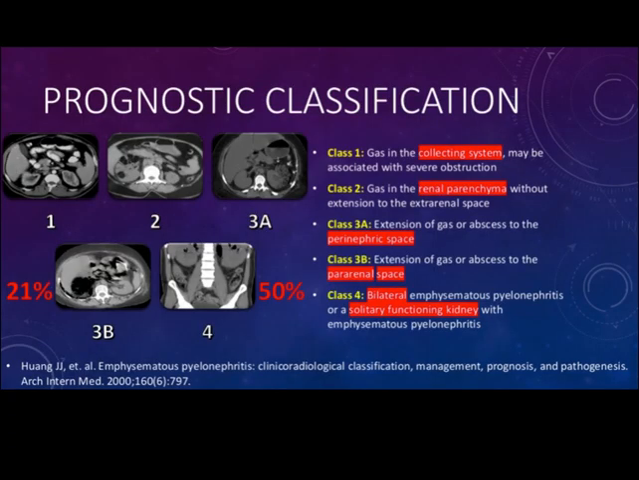So coming to this Huang-Szeto classification, class 1 is the gas within the collecting system. Class 2 is gas within the renal parenchyma without extension into perirenal space. Class 3A is extension of gas or abscess into perinephric space. Class 3B is extension of gas or abscess into the pararenal spaces. And class 4 includes bilateral emphysematous pyelonephritis or a patient with single functioning kidney with emphysematous pyelonephritis. So as the class increases, the mortality rate increases.